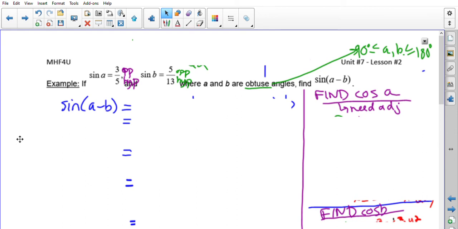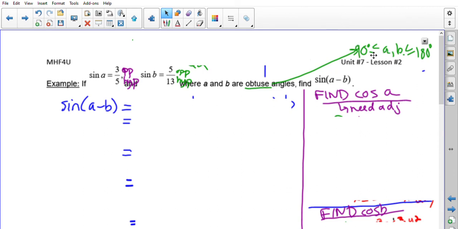All right, so this one says if sine A equals 3 over 5, okay, so notice A, I know it's kind of weird for these angles. We're used to doing angles with capital letters. For the sake of these formulas, they always use A and B in lowercase, so just get used to that in the textbook and the homework questions. So sine A is 3 over 5. Sine B, notice different angle, is 5 over 13. Where A and B are obtuse angles.